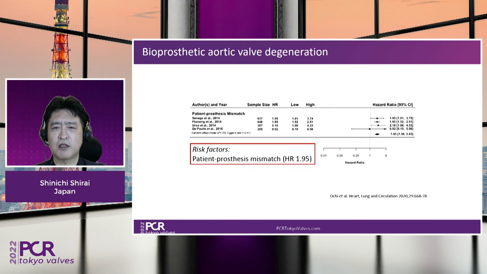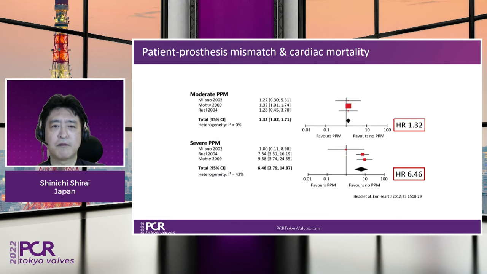So the question was whether bioprosthetic aortic valve degeneration is affected by the PPM. One of the risk factors is PPM, with a hazard ratio of 1.95. So I think it is a very high risk for valve degeneration. Even moderate PPM also affects valve degeneration and cardiac mortality, and severe PPM also affects cardiac mortality. So PPM affects valve degeneration and mortality, I think.